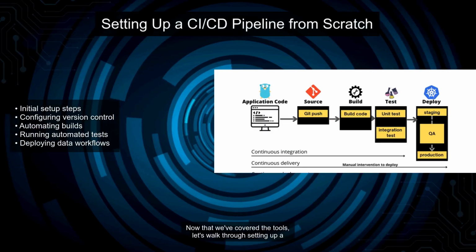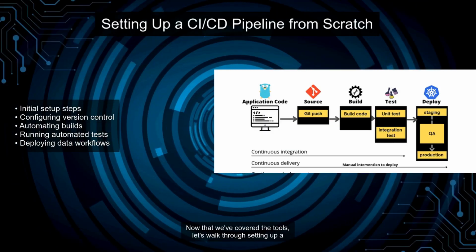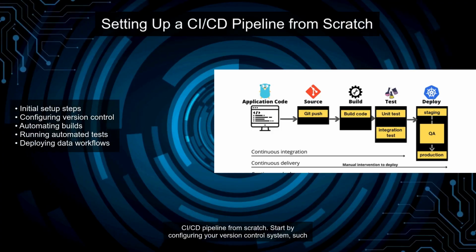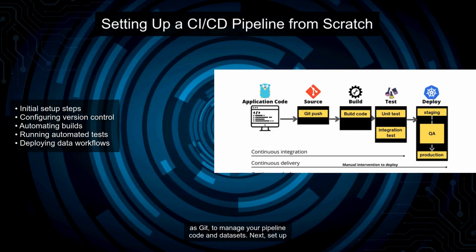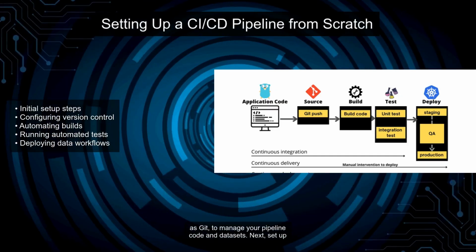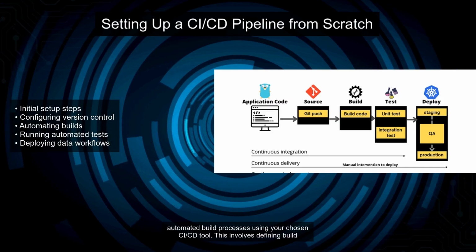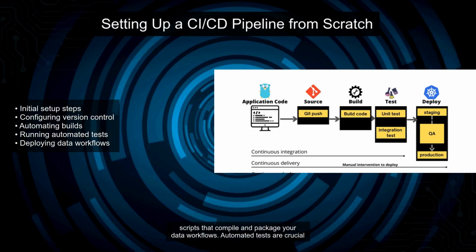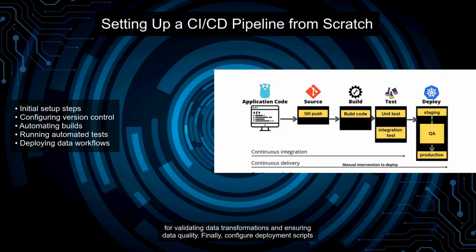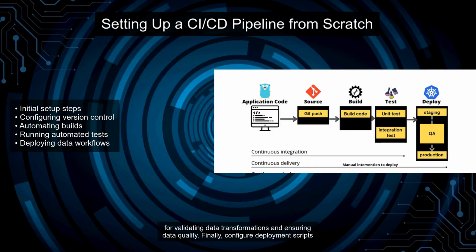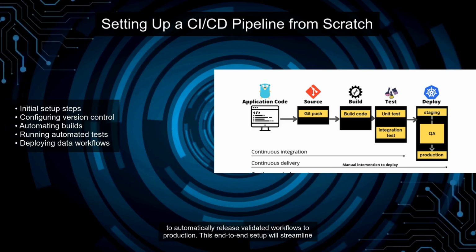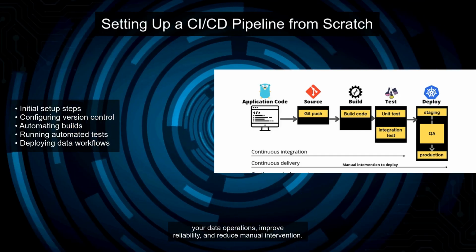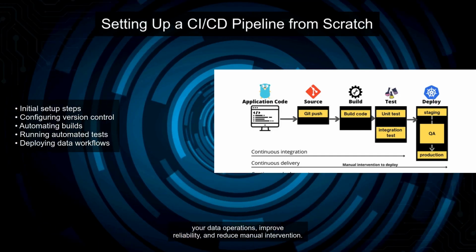Now that we've covered the tools, let's walk through setting up a CI/CD pipeline from scratch. Start by configuring your version control system, such as Git, to manage your pipeline code and datasets. Next, set up automated build processes using your chosen CI/CD tool. This involves defining build scripts that compile and package your data workflows. Automated tests are crucial for validating data transformations and ensuring data quality. Finally, configure deployment scripts to automatically release validated workflows to production. This end-to-end setup will streamline your data operations, improve reliability, and reduce manual intervention.